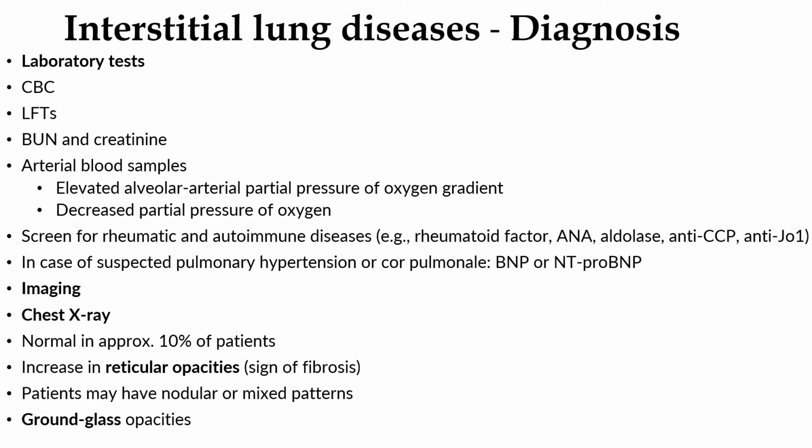Now about laboratory tests. We need CBC, complete blood count, LFTs, BUN and creatinine, arterial blood samples. In arterial blood samples, we have elevated alveolar-arterial partial pressure of oxygen gradient and decreased partial pressure of oxygen. A screen for rheumatic and autoimmune diseases, for example rheumatoid factor, ANA, aldolase, anti-CCP, anti-Jo-1. In case of suspected pulmonary hypertension or cor pulmonale, we have BNP or NT-proBNP.